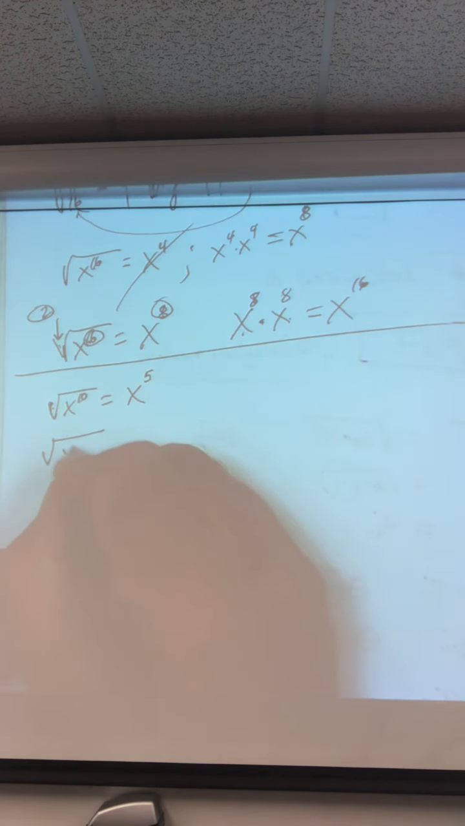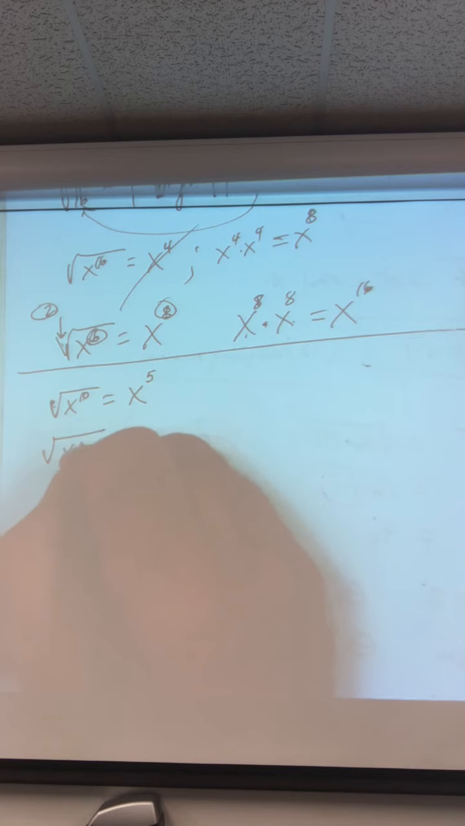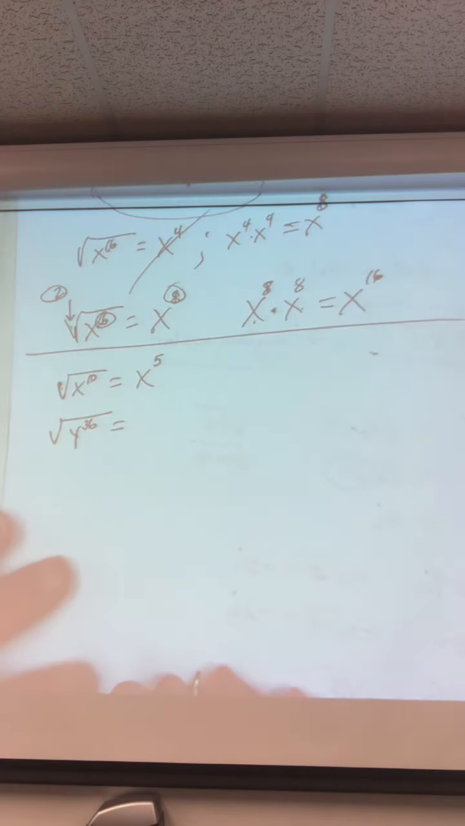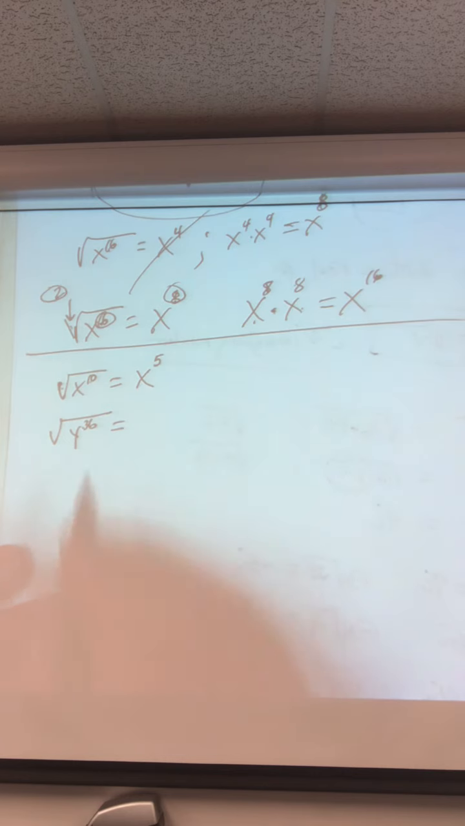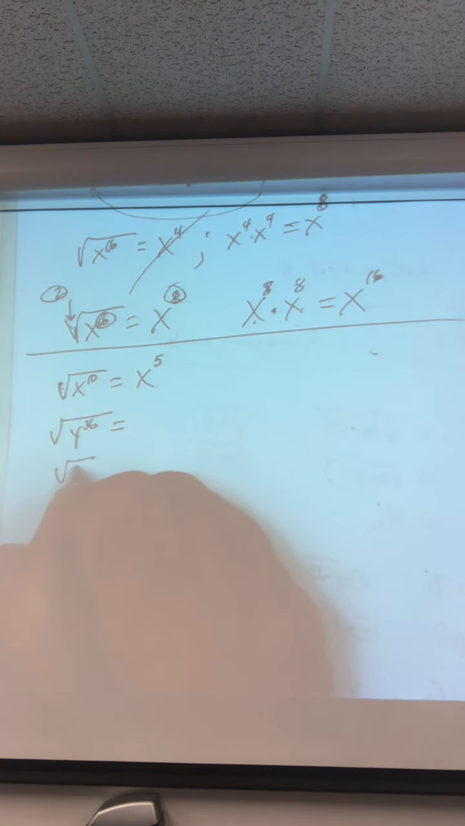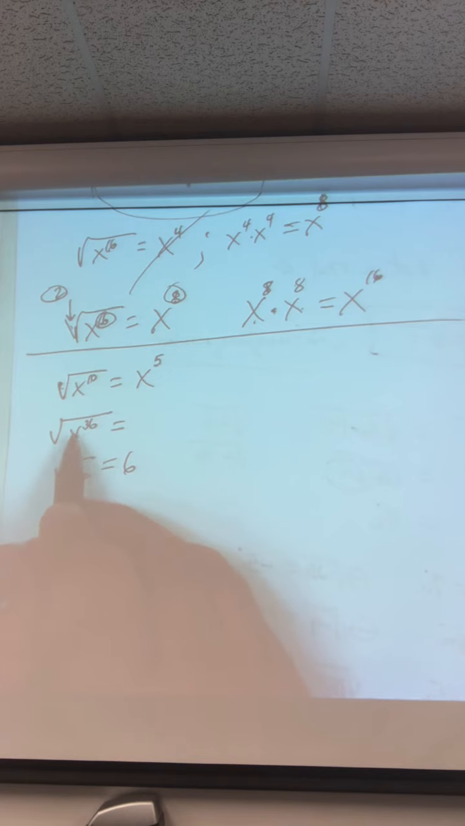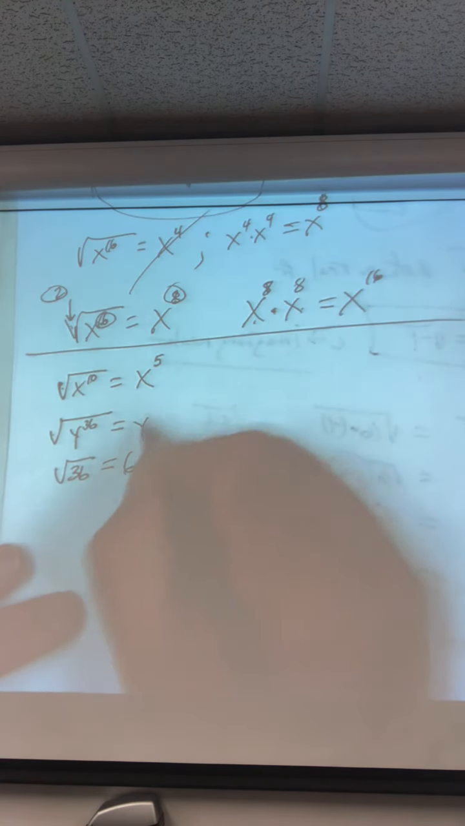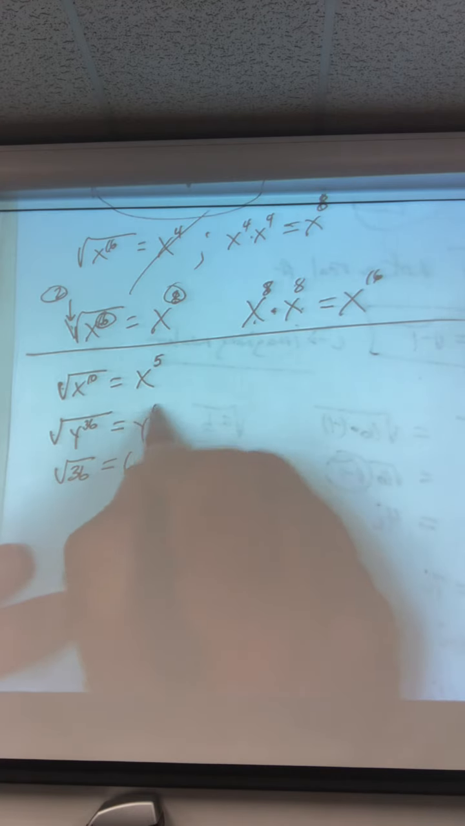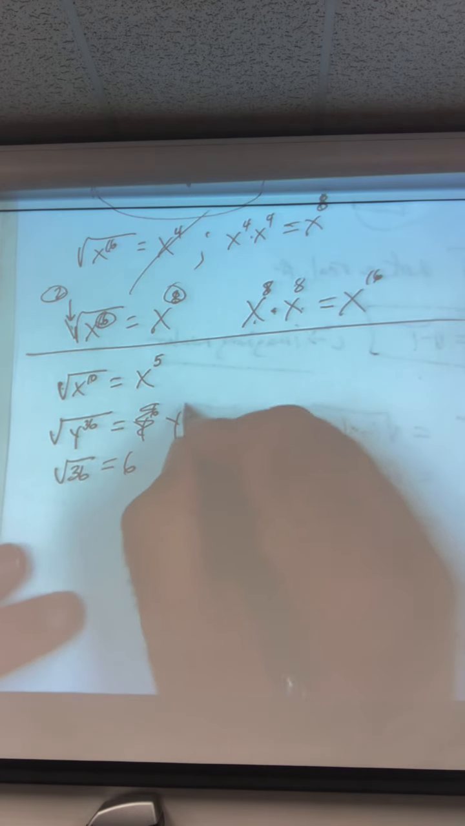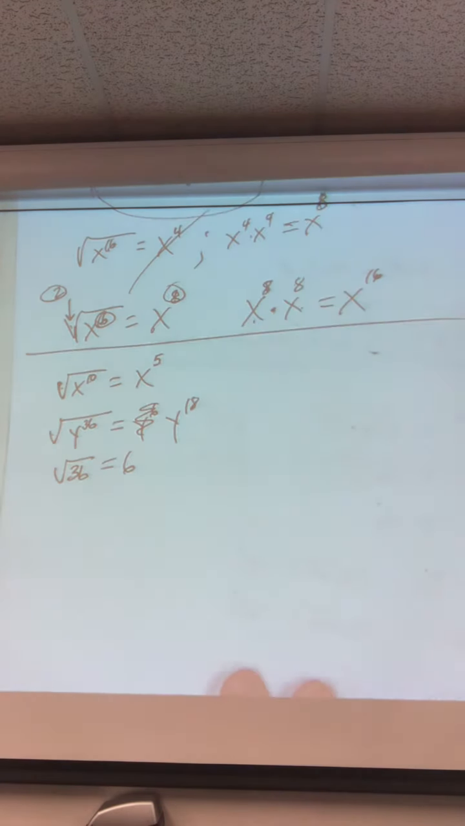Square root of y to the 36. Now be careful. Don't do this one like you would do this one. Square root of 36 is 6, because 6 times 6 is 36. But that's not how you do this one. Square root of y to the 36 will not be y to the 6. It's not correct. It'll be y to the 18th.